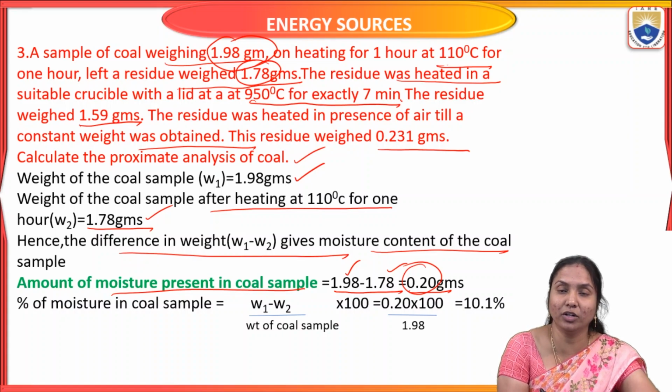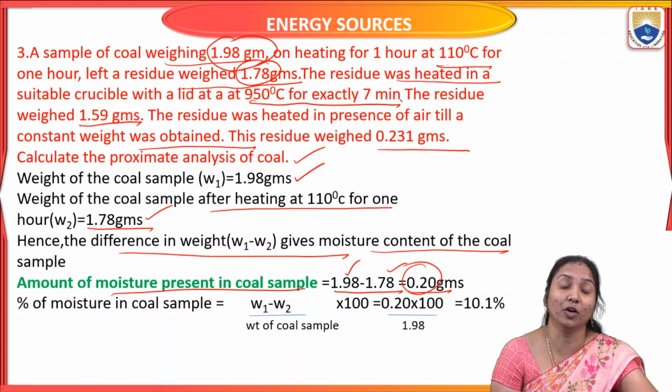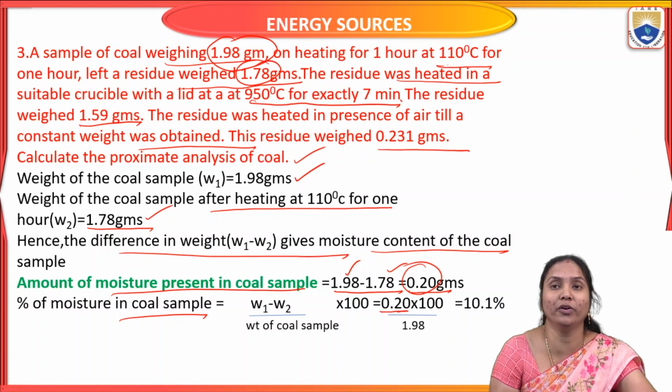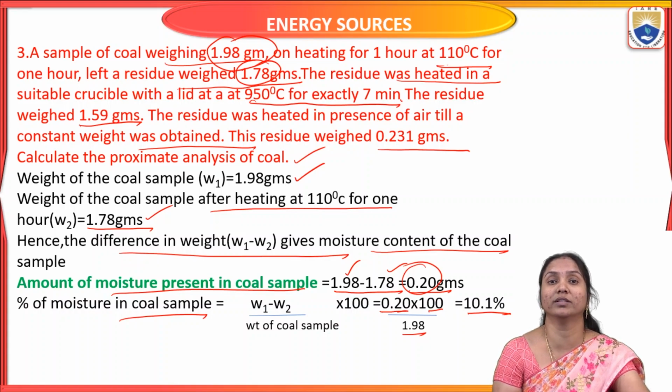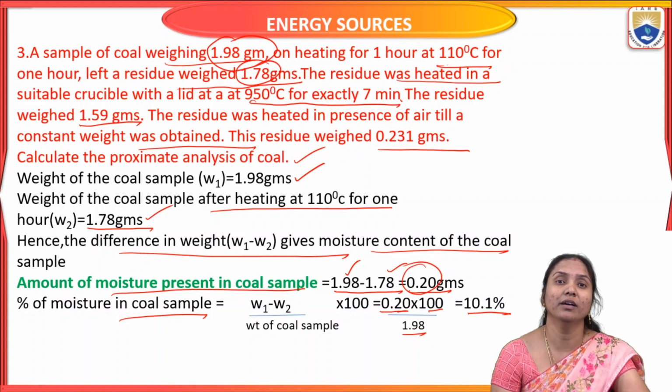How can you calculate the percentage of moisture in the coal sample? It equals W1 minus W2, that means the weight of the coal sample before heating minus the weight after heating, divided by the weight before heating, into 100. So the difference 0.20 divided by the weight of the coal sample before heating, 1.98, into 100, finally gives 10.1 percent. So the percentage of moisture present in the coal sample is 10.1 percent.